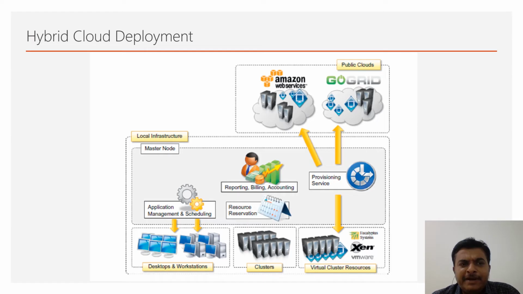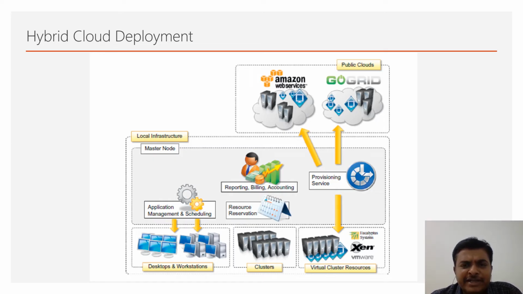The next one is hybrid cloud deployment. So, as you know, hybrid is a combination of both the public and the private cloud deployments. We'll see how a hybrid cloud is deployed here. So, first of all, the private cloud deployment, which uses local infrastructure, which maintains the desktops and workstations, or clusters or virtual cluster resources. That is like Eucalyptus systems or Xen or VMware. Like that, we can use physical systems as a private.